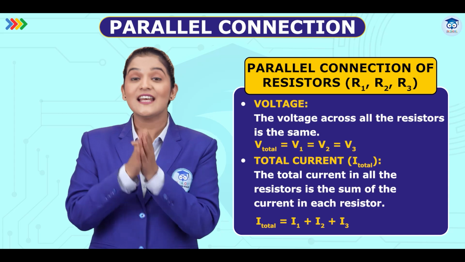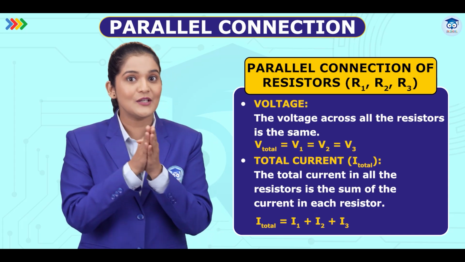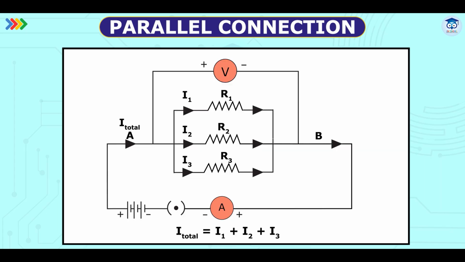On the other hand, the current behaves differently in a parallel circuit. The total current flowing from the source splits among the branches, with each branch carrying a portion of the current based on its resistance. Hence, the total current denoted by I total is the sum of the currents through each resistor. Mathematically, this is written as I total equals I1 plus I2 plus I3.